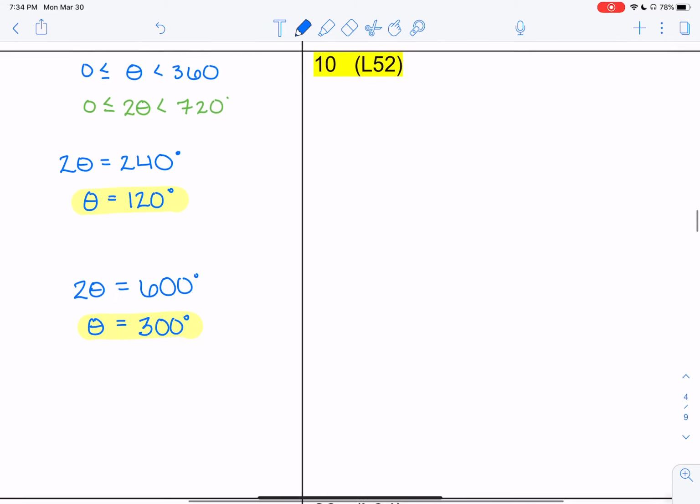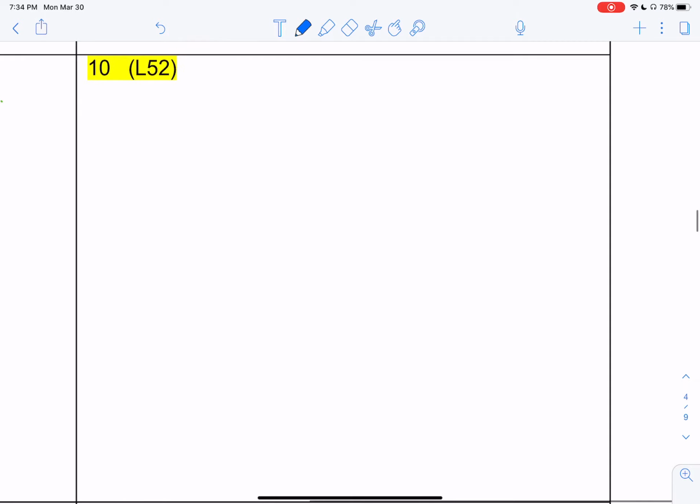Going over to question 10, I have tangent 3 theta minus 1 equals 0. All right, this should be identical to the one that we just did for our practice question. That was kind of accidental. So you can go back to your practice question and just steal your answers from there.